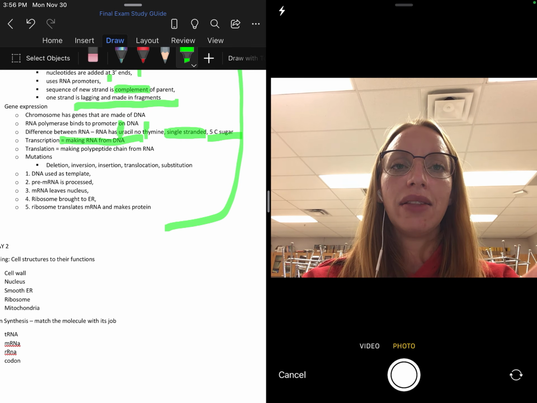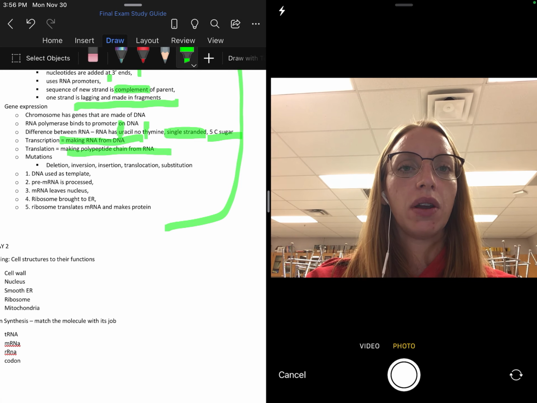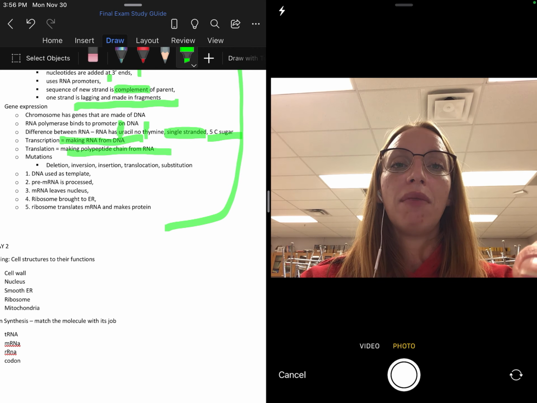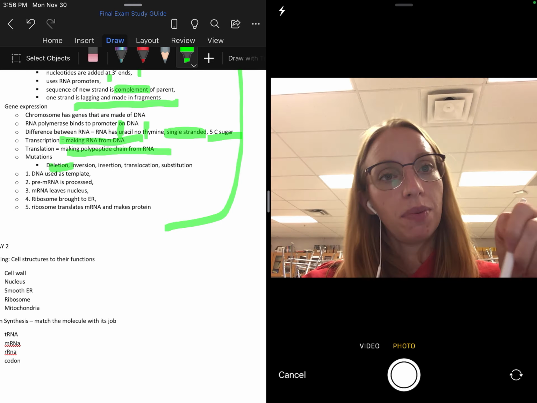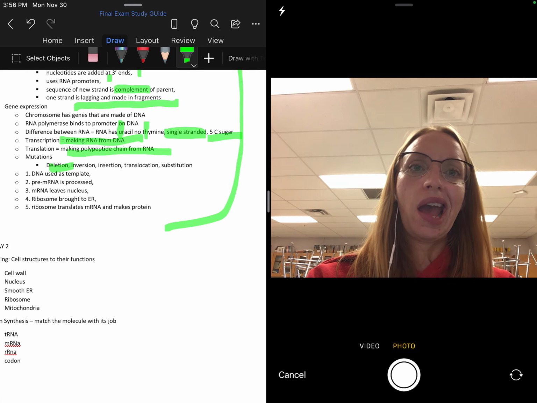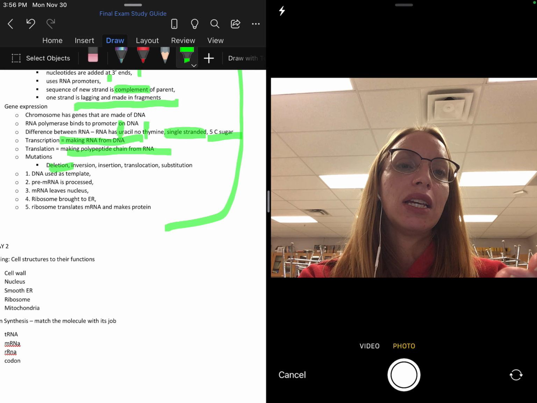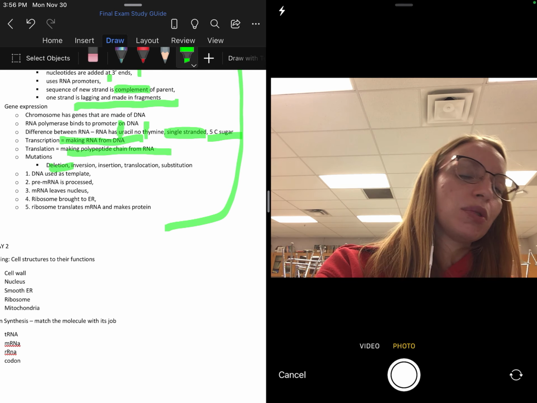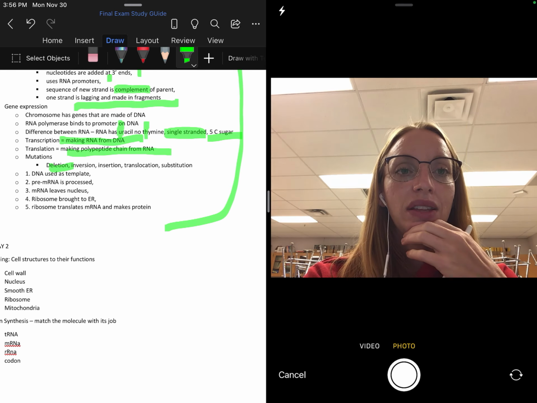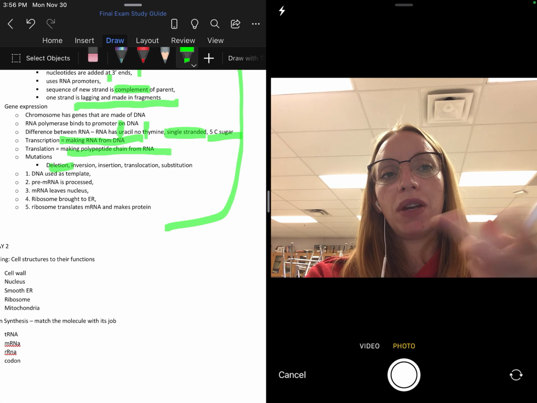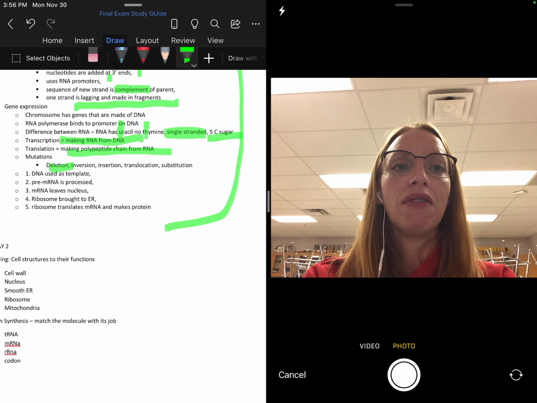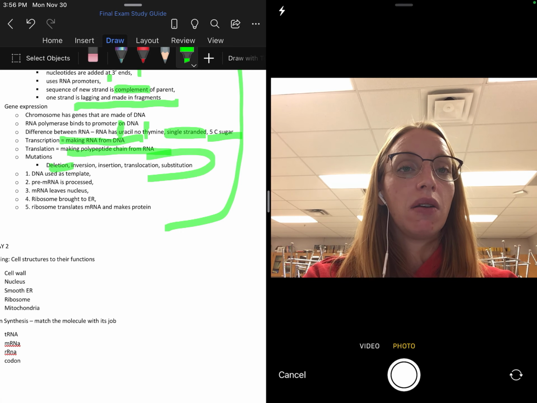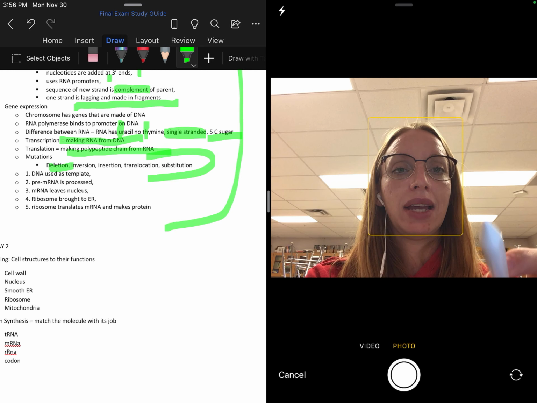Translation is when you take that RNA that you just made and you make a polypeptide chain from it, which is your protein. If you have mutations, remember deletion is when you remove part of a chromosome, inversion is when you flip part of a chromosome, insertion is when you add a chromosome or add a base in place. Translocation is you take one chromosome and stick it on another one, and then substitution is when you swap one base pair for another, and A would replace a C, for example. So all of these can have issues or be silent depending on how it happens and how you inherit them.